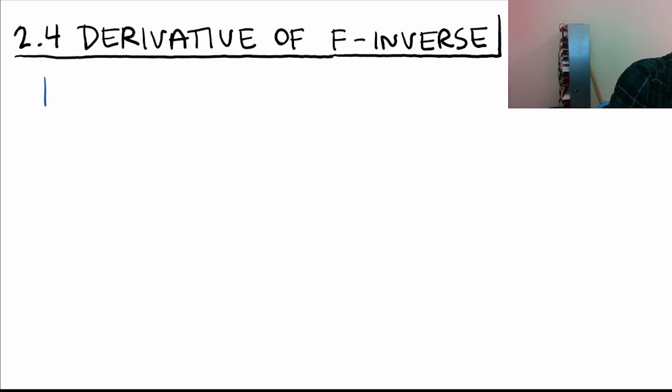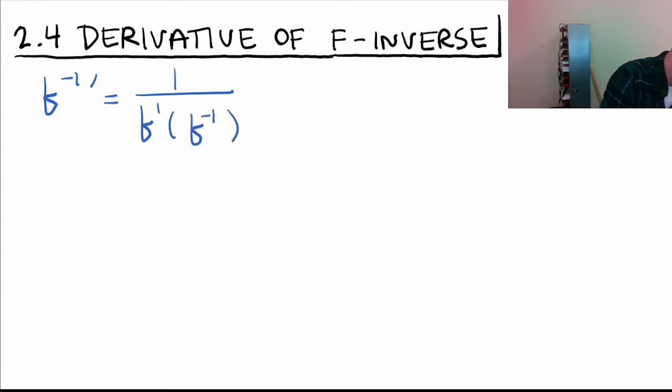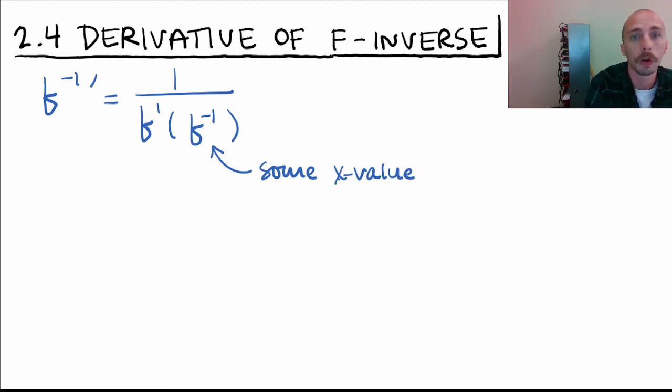Actually, I'm not even going to write it like that. I'm going to say f inverse prime equals 1 over f prime of f inverse. And I'm going to remind you that f inverse is just some x value. Because f inverse is not 1 over f of x. It takes in a y coordinate, it takes an f of x value, and it traces back to the x that got you there.